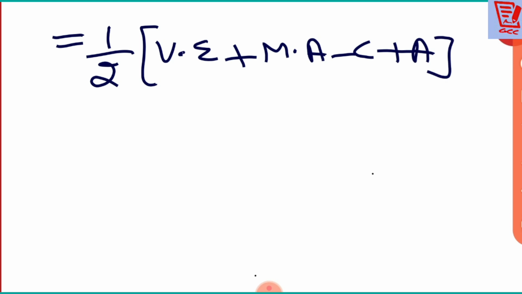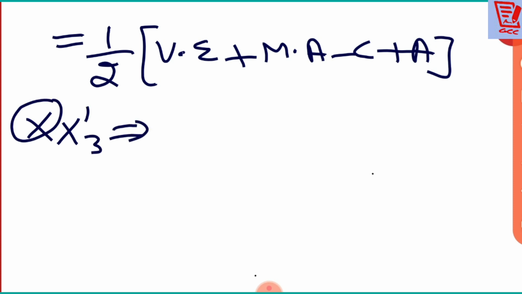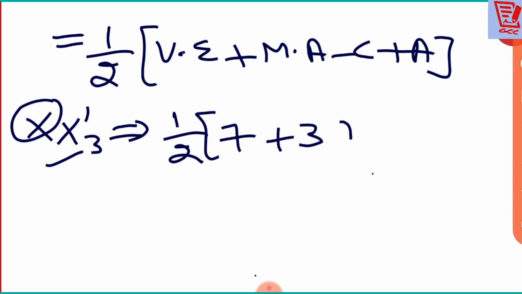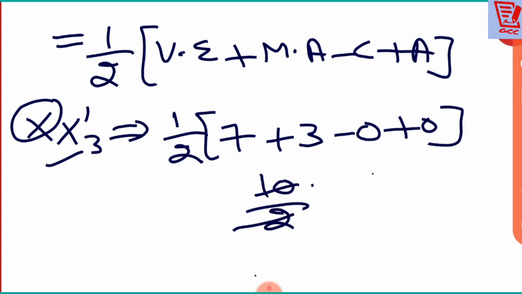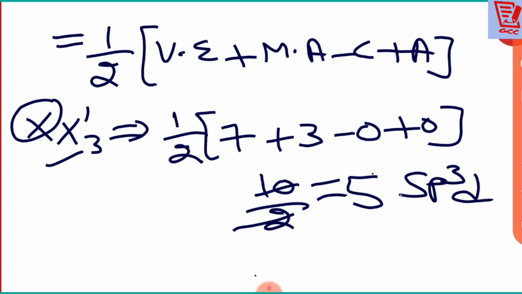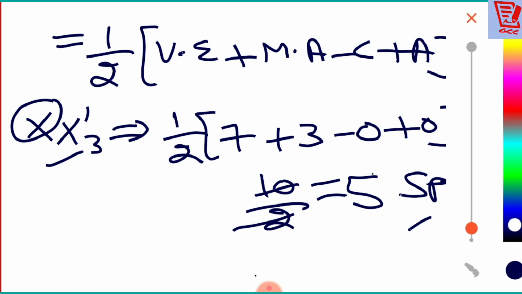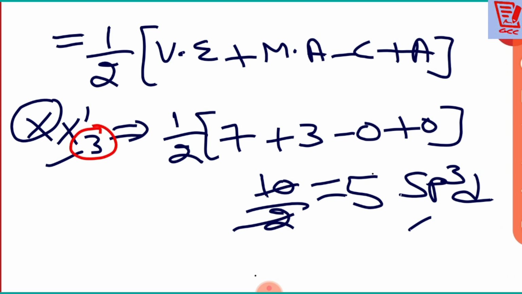Suppose first I take the XX'3 type molecule. The central halogen atom has 7 valence shell electrons, monovalent atoms are 3, cation is 0, anion is 0, so it becomes 10/2, which is 5. This is called sp3d hybridization. And one thing more you must see here: here it is 3, here it is 5, so 5 minus 3 will be 2.